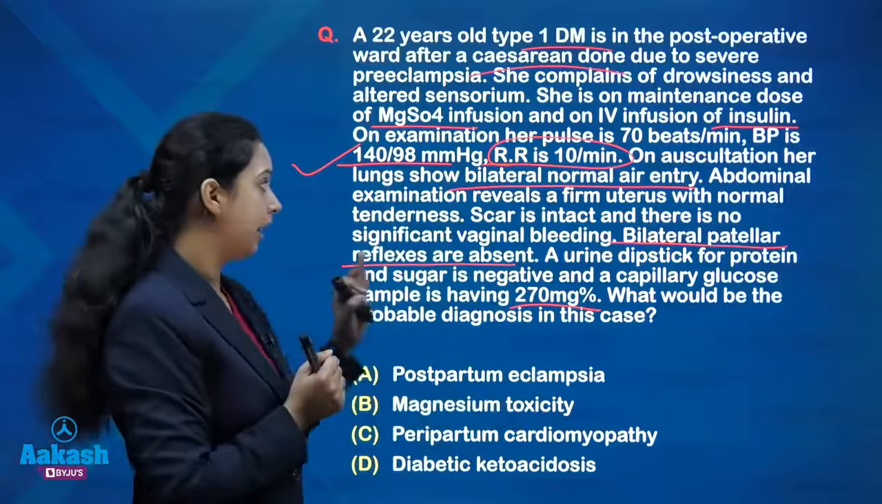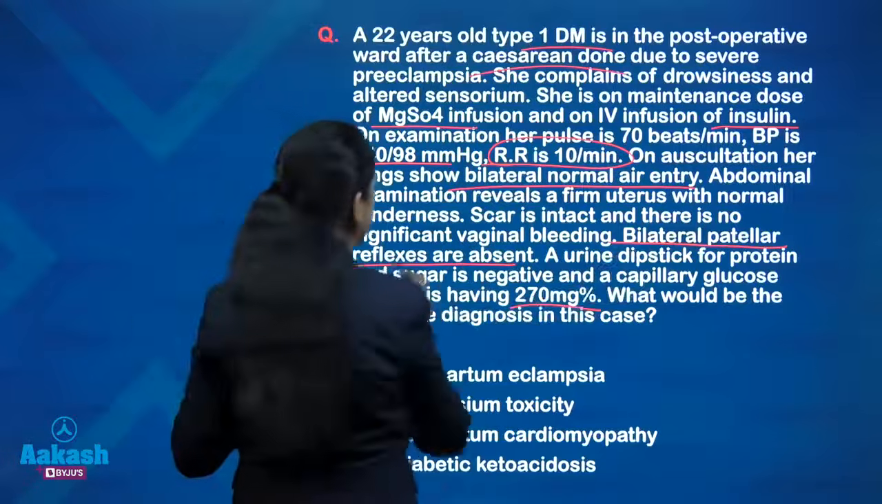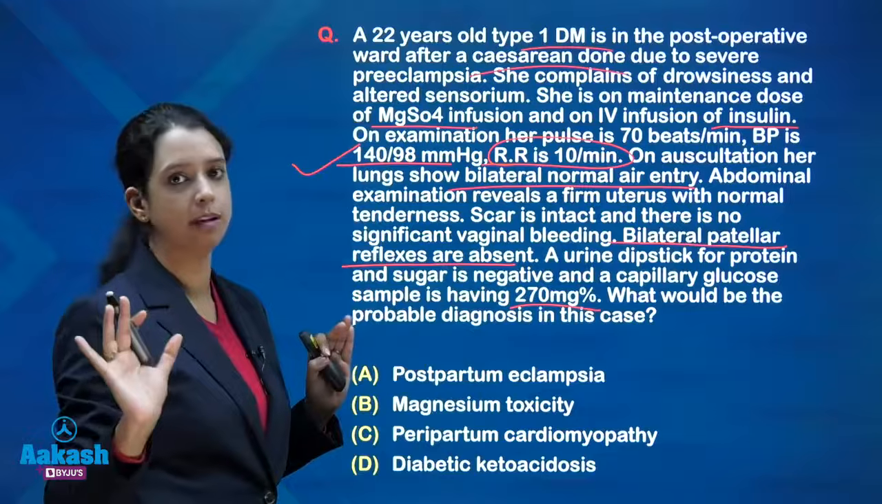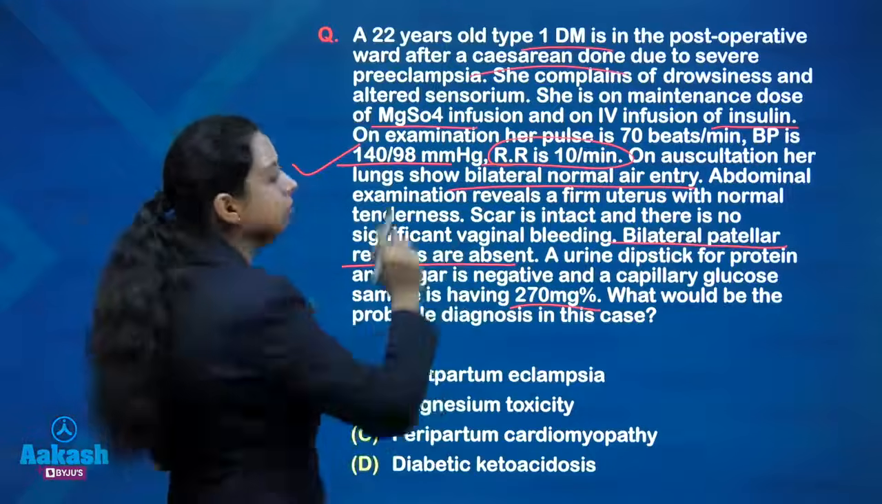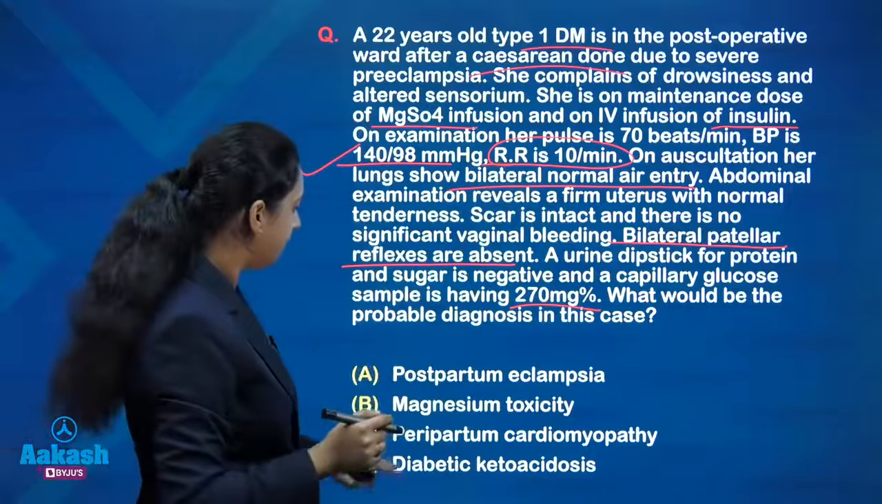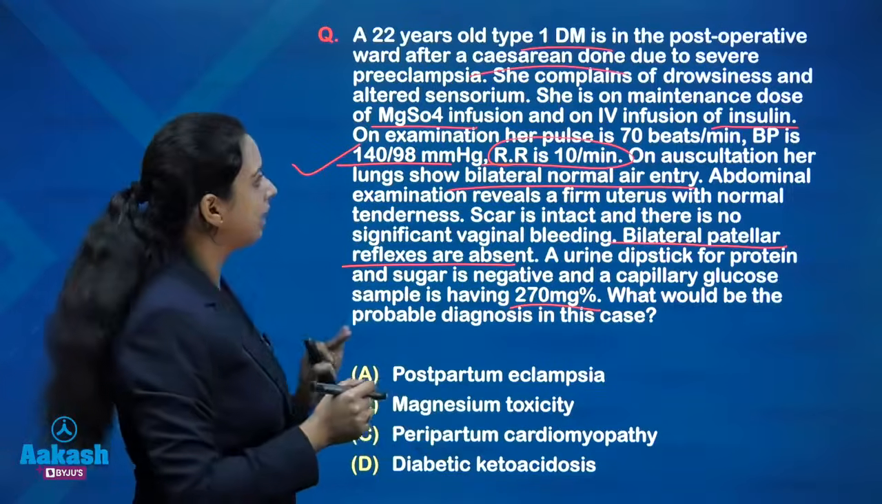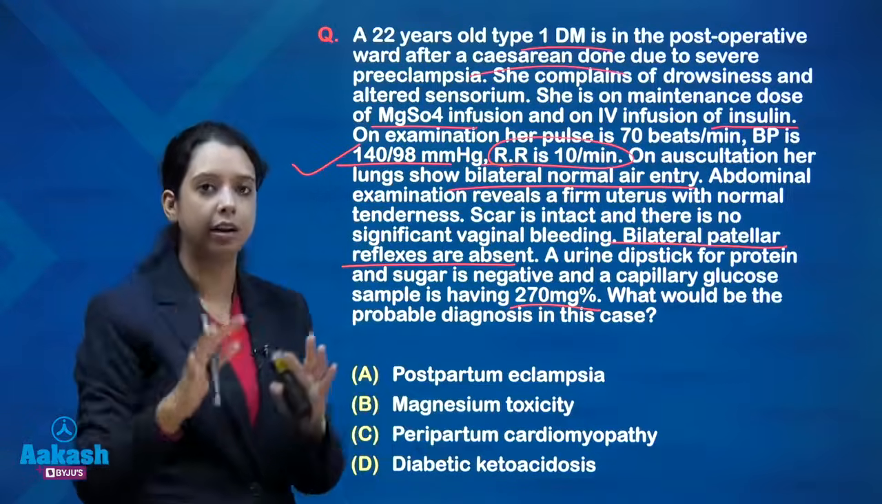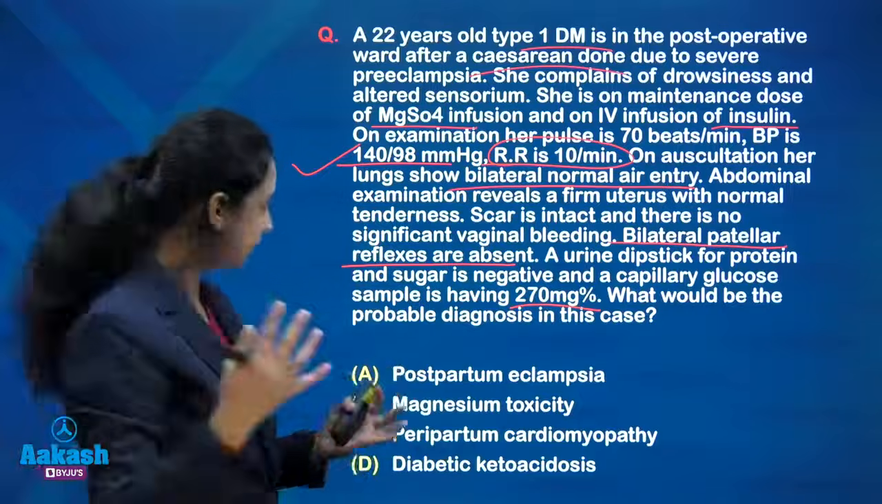Magnesium toxicity, it can be because bilateral patellar reflex is absent, which is very characteristic of magnesium toxicity. Also, respiratory rate is low. In magnesium toxicity, respiratory depression occurs. So, this might be the answer. Peripartum cardiomyopathy will not present like this. Okay, it's a cardiac failure, will have cardiac symptoms. So, we'll discuss how it presents.